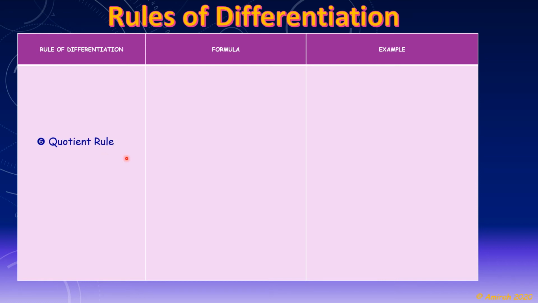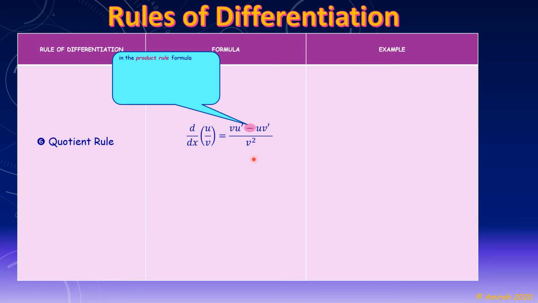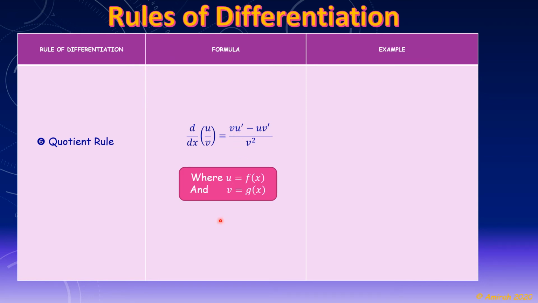Rule number 5 is quotient rule. If we have a quotient function, when we differentiate, we can use the formula vu prime minus uv prime over v squared. This formula is similar to product rule, but in between is a minus sign. And remember, always write vu prime in front to avoid error. And in this case, u is a function in x and v also is a function in x.